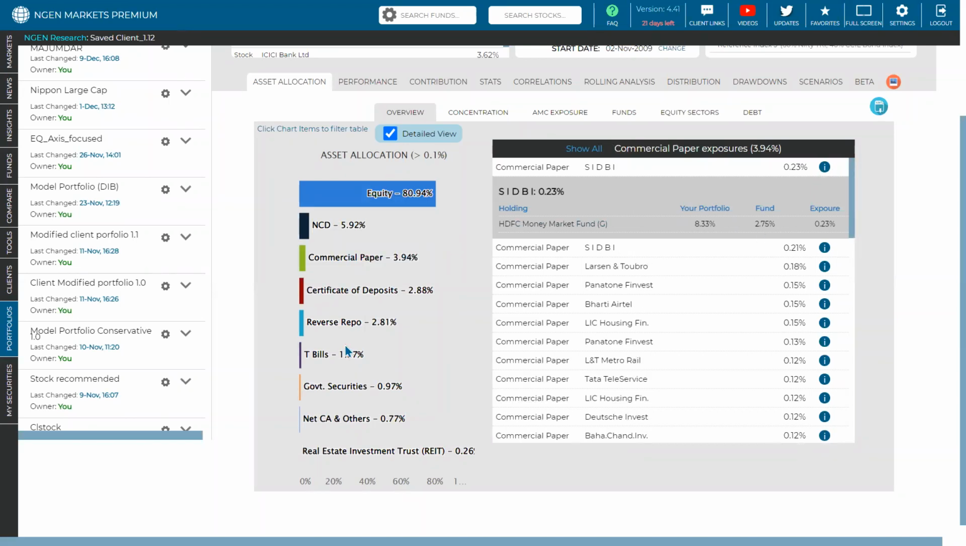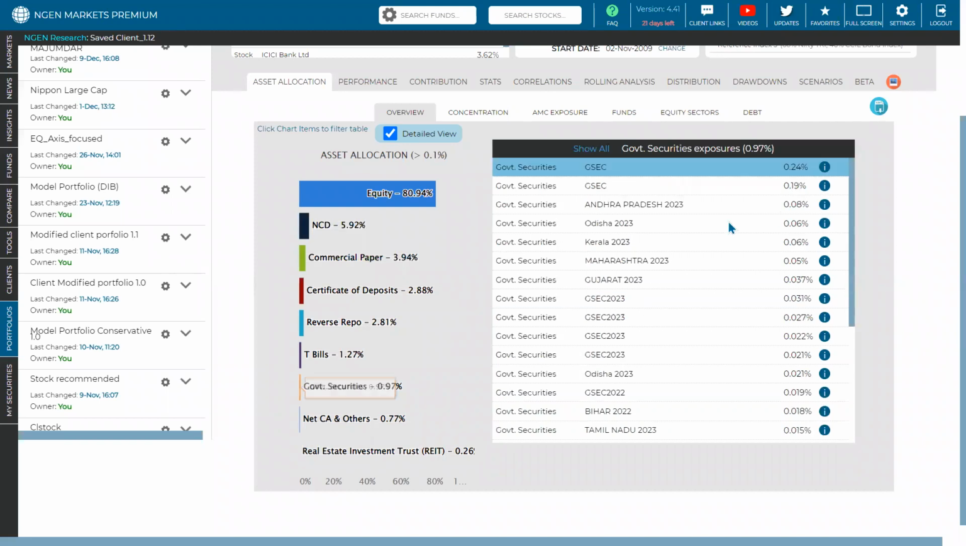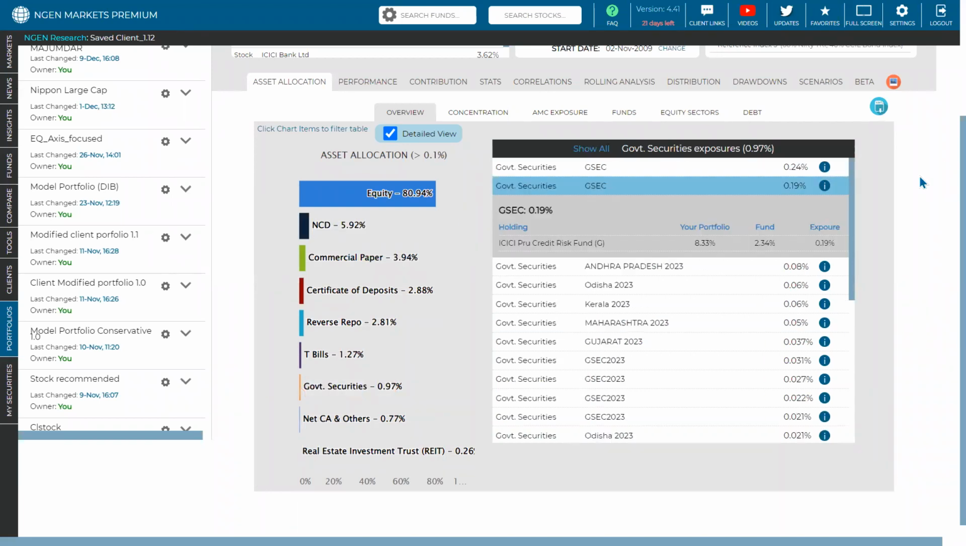So that's pretty much it, you can take a look at any particular asset allocation broken down even in the section of debt. And you can click on any particular debt securities like T-bills, government securities. Like for GSEC, you can just click on it and you can see it's from ICICI Prudential Credit Risk Fund. Now that's basically the overview of the entire portfolio on an exposure level.